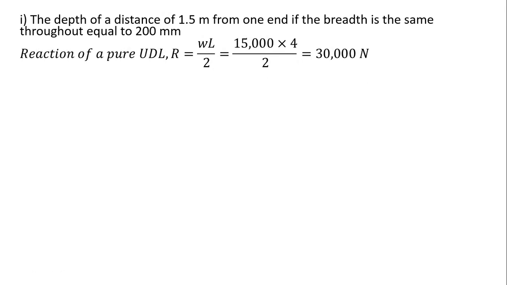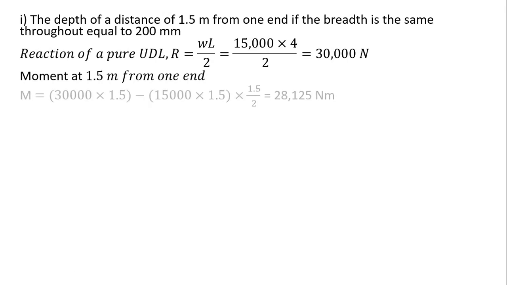And the reactions are the same for both sides. Generally, that's where we are. Then the question is asking for 1.5 meters from one end. That being the case, let's calculate the moment. The moment starting from the left, the reaction is normally positive. So 30,000 times that 1.5 minus 15,000 times the same 1.5, but again we multiply by 1.5 over 2.